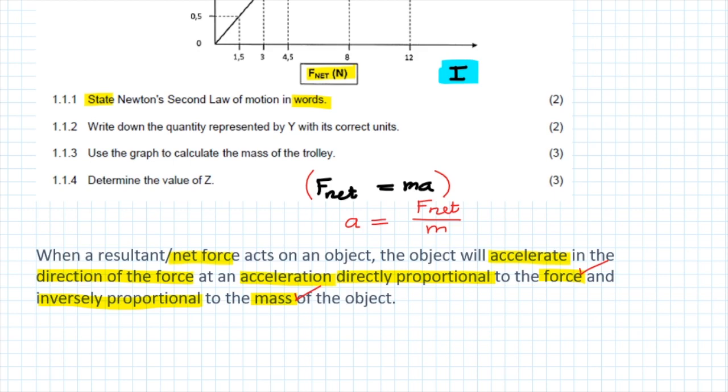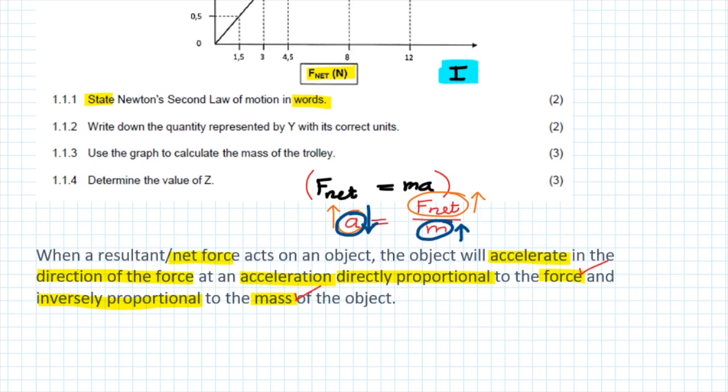Based on this, we can see that acceleration is directly proportional to the net force, because as the net force increases, the acceleration is going to increase. But the acceleration is inversely proportional to the mass, because as the mass, which is in the denominator, increases, the acceleration is going to decrease.